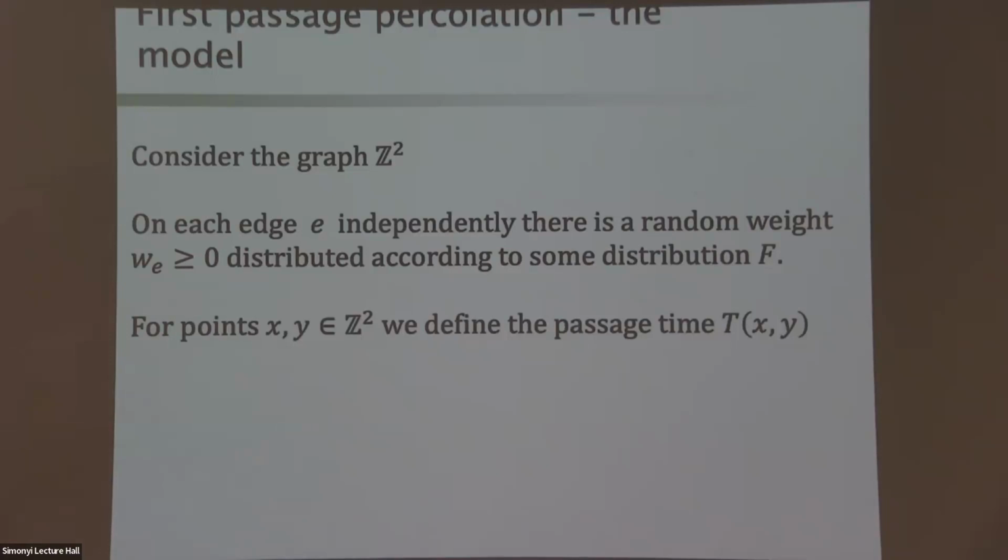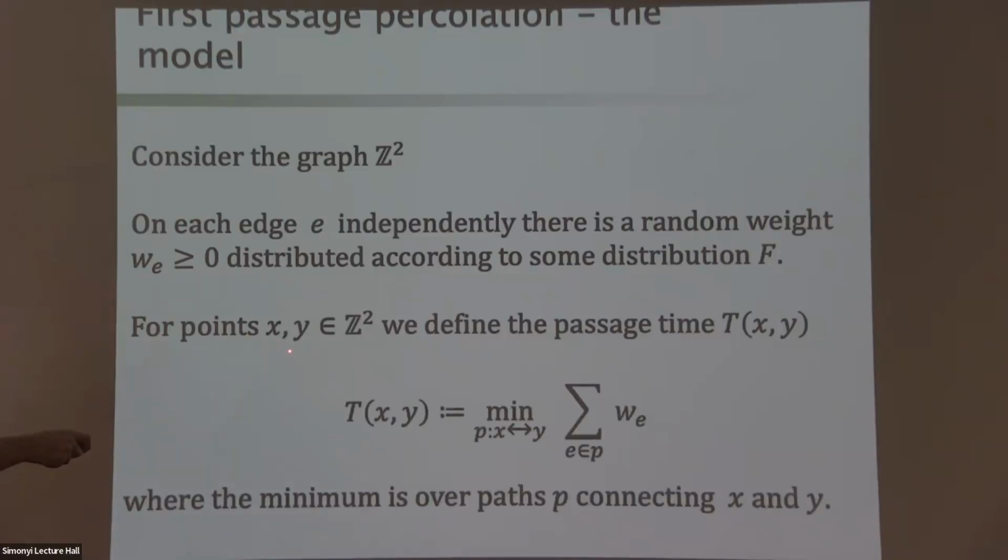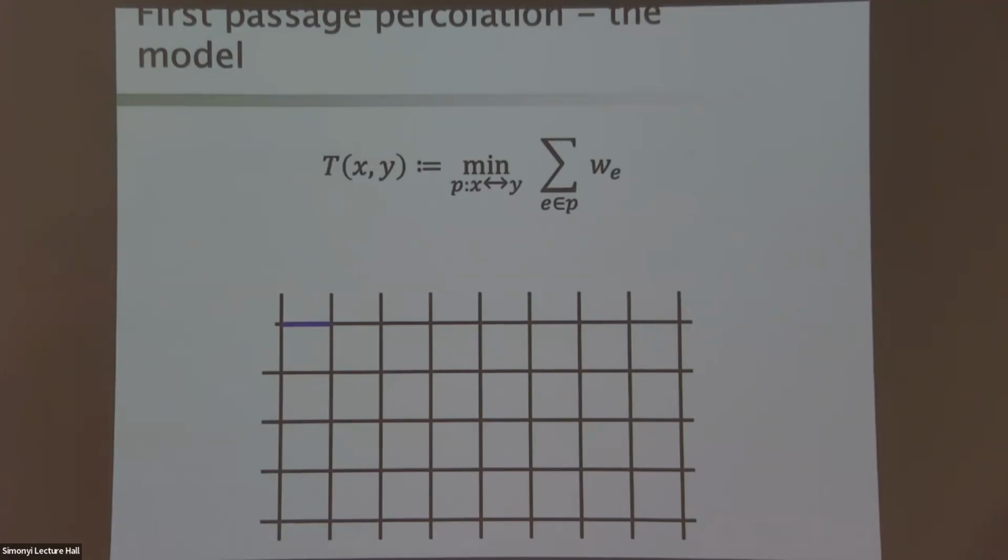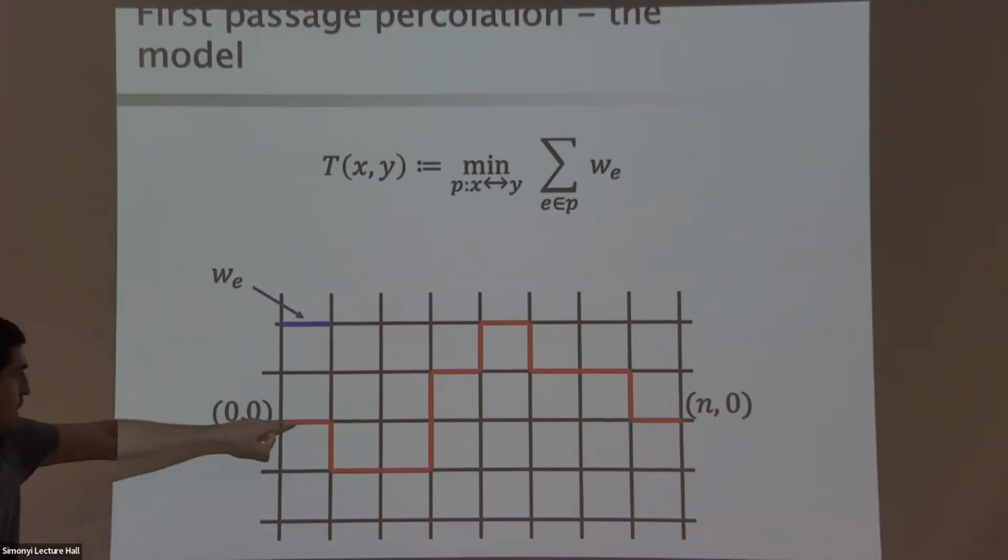Okay. So for any pair of points x and y, you define the passage time, which will just be the minimum over the paths connecting x and y of the sum of weights along the paths. Right, so let's have a simple example here. Each edge has a random weight. You take 2 faraway points. It's always interesting asymptotically. And then, you just have the shortest path, so the sum of weights along the path connecting the points is minimal.